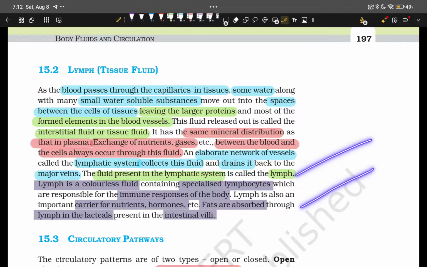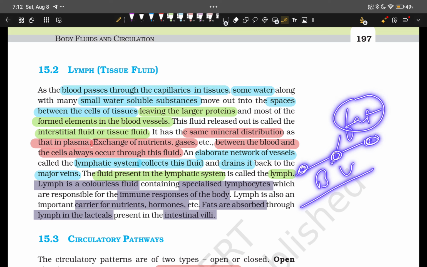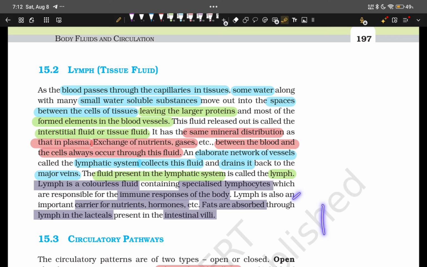And why does it not go directly into the blood vessel? The fat does not go directly into the blood vessel because the blood vessel does not have larger pores. The blood vessel pores are very small, so fat cannot enter through them. Therefore it chooses another path. It first goes into the lymphatic vessel, and then from there it goes into veins and then into the bloodstream. So that's the whole way.